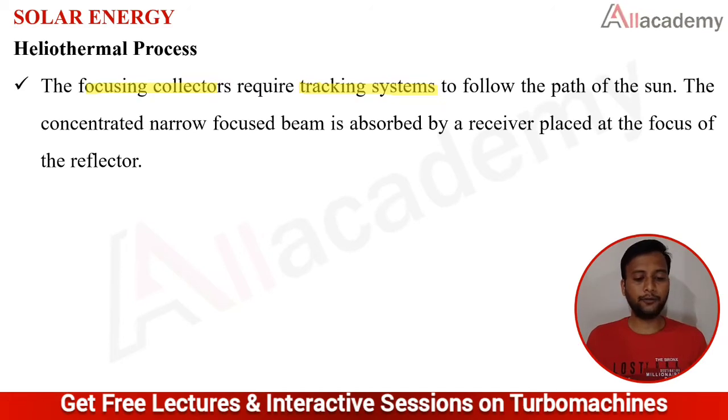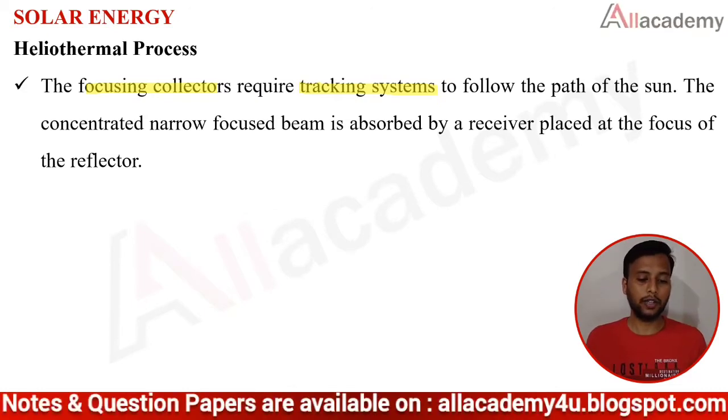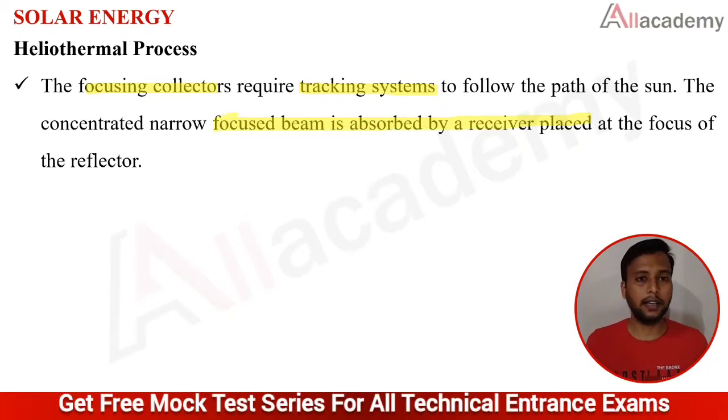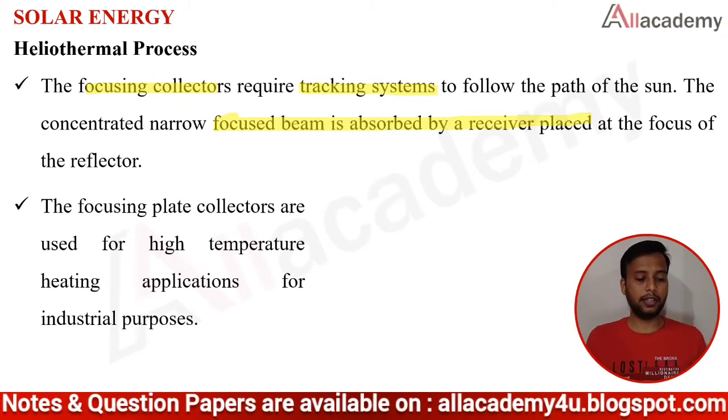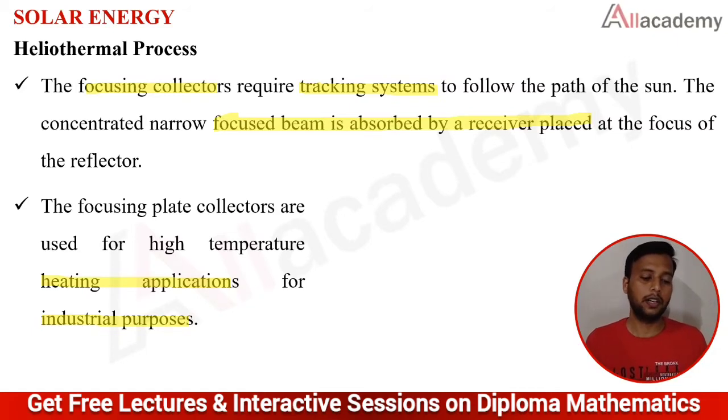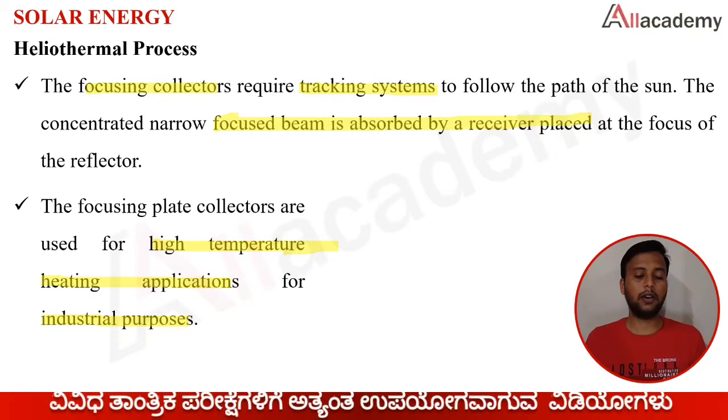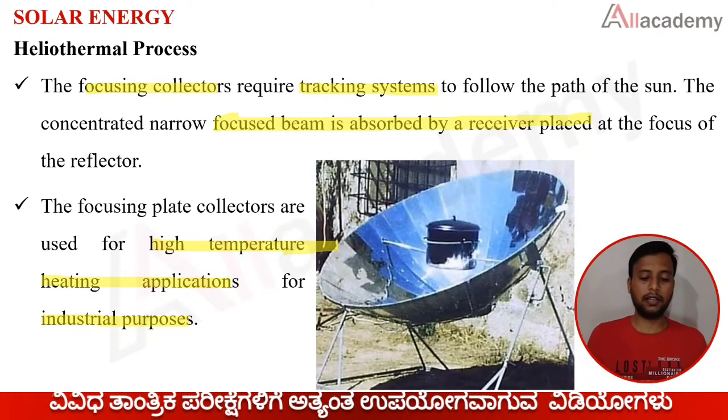The concentrated narrow focused beam is absorbed by the receiver placed at the focus. As I said, it absorbs only the focused beams, so to receive the maximum focused beam, it should have a tracking system. Focusing collectors are used for high temperature heating applications for industrial purposes. Domestically these are not so suitable. Here you can see the actual figure of how it looks.